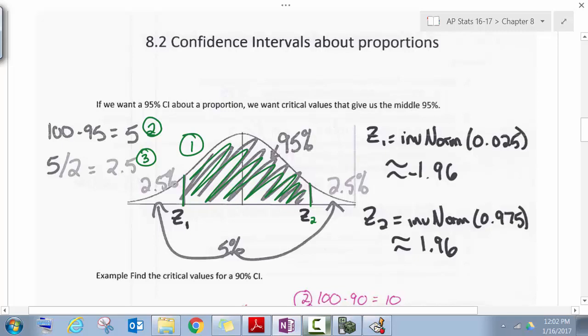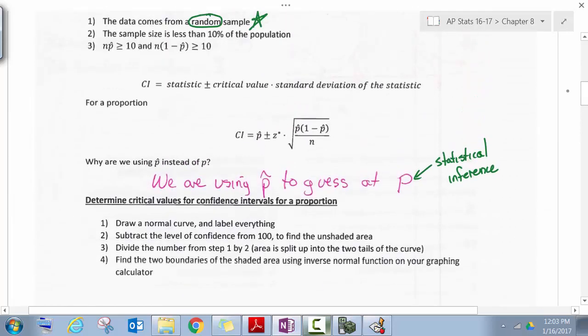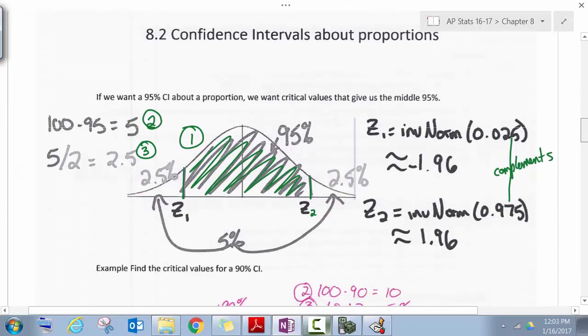Well, it's inverse norm, and it's the area to the left. So the area to the left of z1 here is 0.025. Over here, the area to the left is 0.95 plus 0.025, so 0.975. These two are complements. They're always going to add up to 1. But if you notice, the numbers that we got are the same thing, just one's negative and one's positive. So our critical values are negative 1.96 and 1.96, which is why we do plus or minus when we're using our formula, because we have 2 critical values.